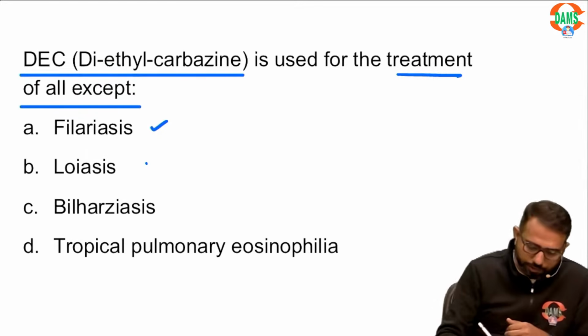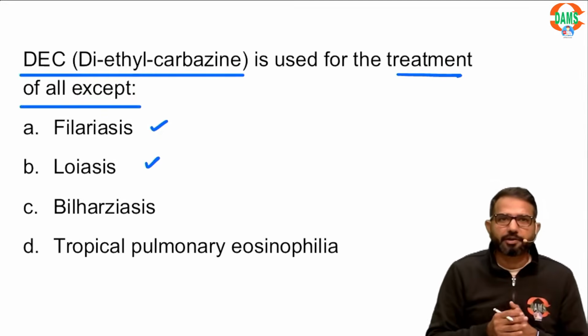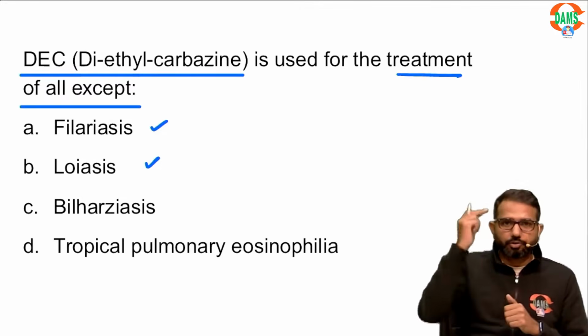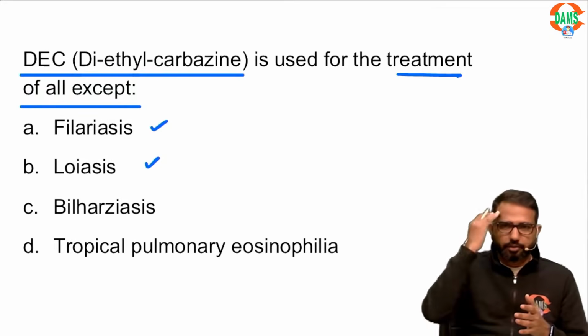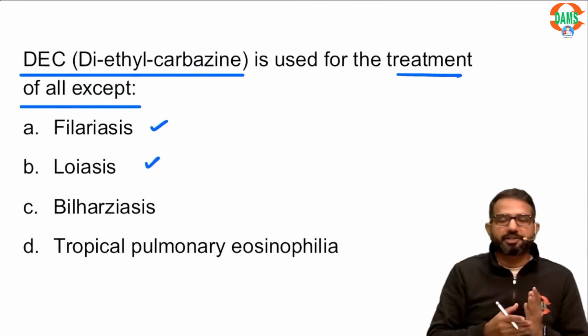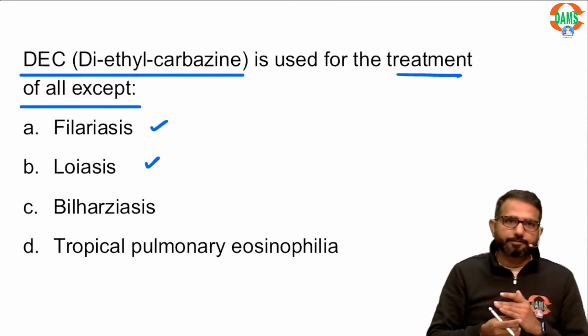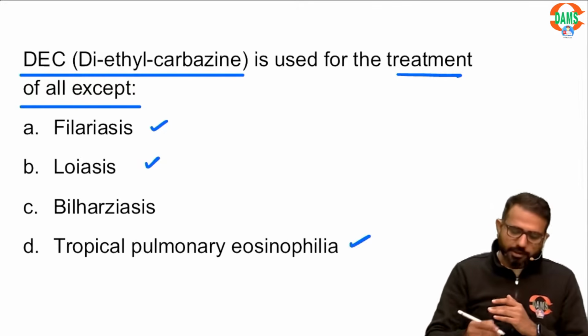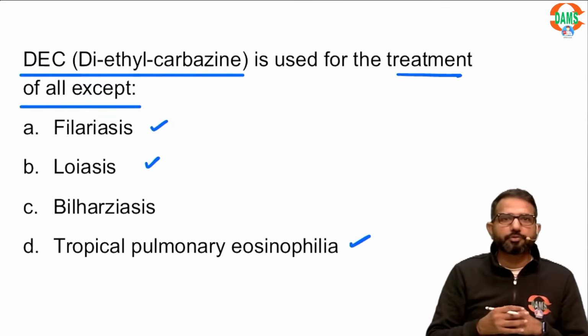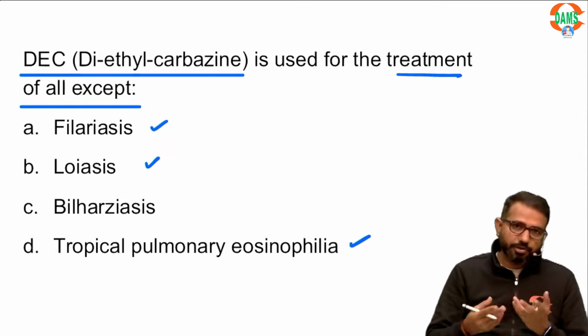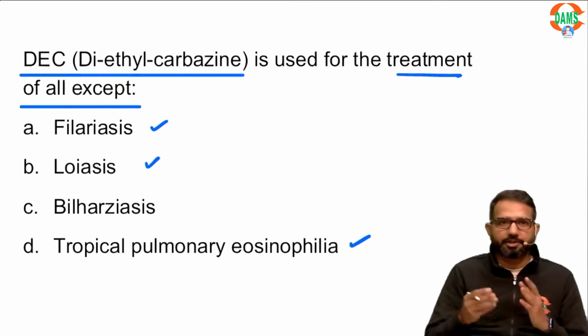In loa we use it. Why don't we prefer ivermectin in loa? Because there is risk of encephalitis with ivermectin. If you give ivermectin, there will be a reaction and it can cause inflammatory reactions in the brain. So there will be encephalitis. That's why we use the DEC. Tropical pulmonary eosinophilia is seen in helminth infestation. So in that also we use DEC. We use the steroids. We also give the anti-helminthic drug.